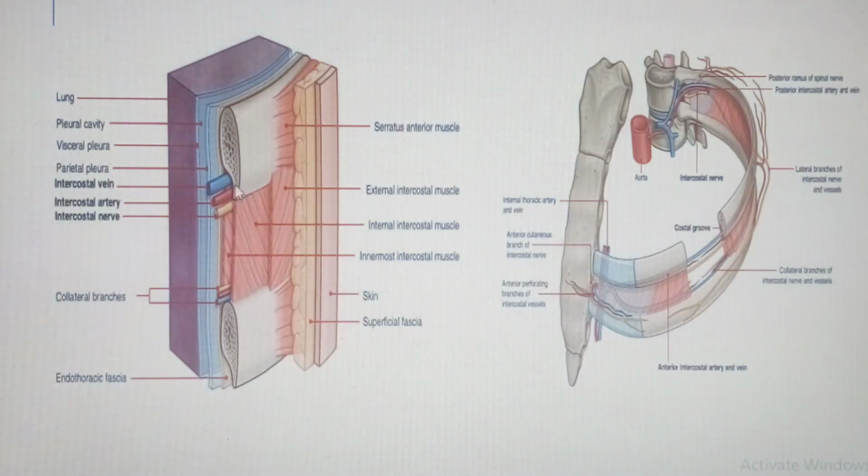But remember that these structures will run through what we call the costal groove. That's one thing that you have to appreciate over here. But remember, the anterior intercostal artery and of course the posterior intercostal artery will anastomose around this area to form a very rich supply, giving it to the thoracic area.